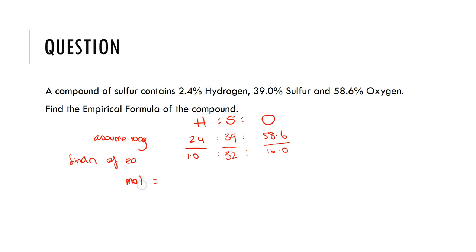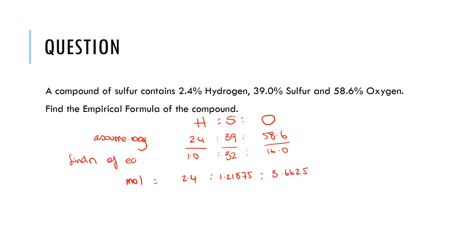Okay, so if I calculate all of those in terms of number of moles, plug those into my calculator, I get 2.4 divided by 1. So 2.4. 39 divided by 32 gives me 1.21875, keeping all the digits at this point in time, and then 58.6 divided by 16 gives 3.6625. Okay, so these are the moles of each of them.